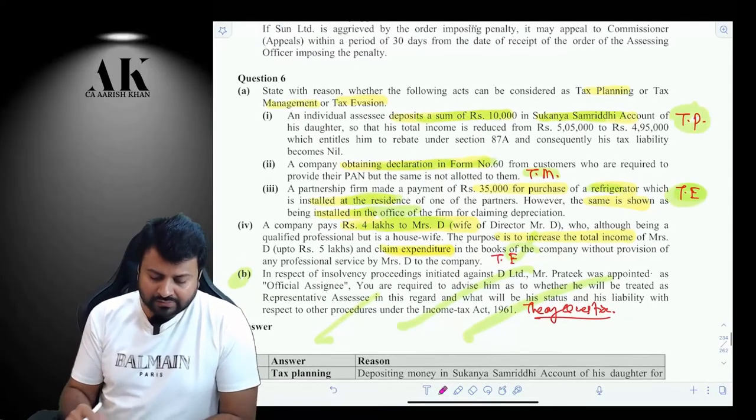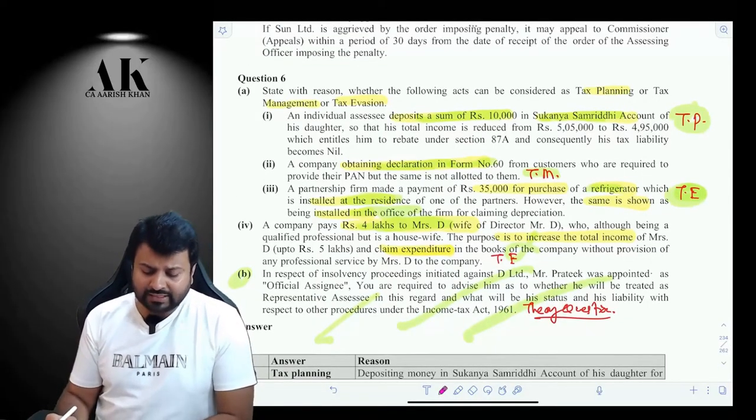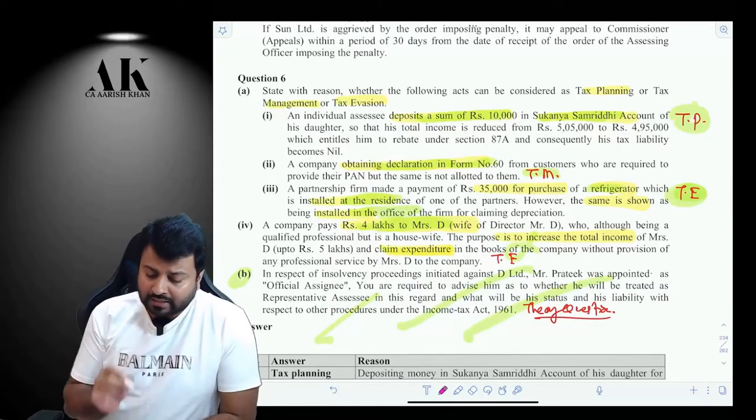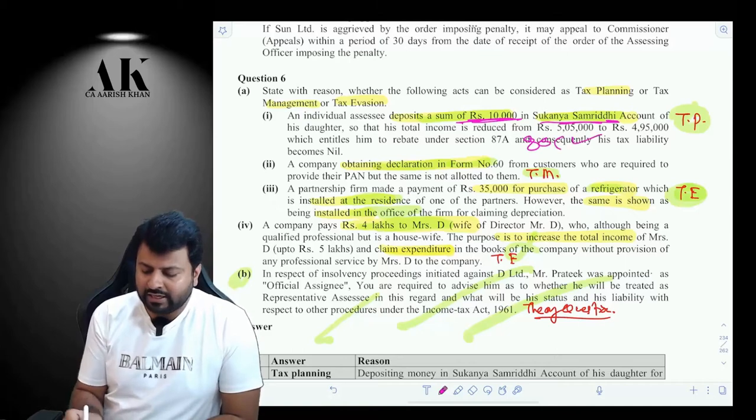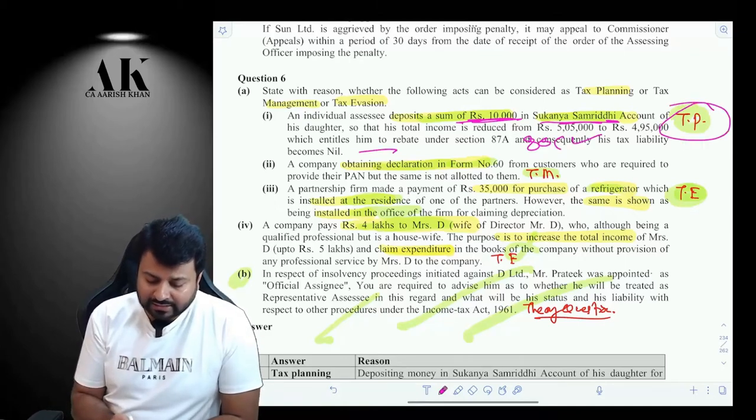It is about whether GAAR will be applied, whether it is tax planning, tax management or tax evasion. Let's see. There is an assessee who is making a payment of 10,000 rupees in Sukanya Samriddhi scheme, for deduction. So it is tax planning.